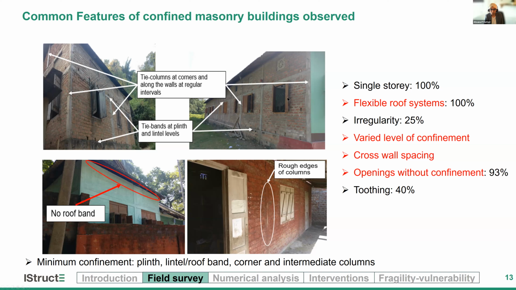And we see that all of them have openings that are unconfined, and very few of them we could observe have some rough interfaces between columns and masonry, which indicate a good connection, such as you would expect in toothing. And almost all of them have no roof band. So this was typically the case of these confined masonry buildings.